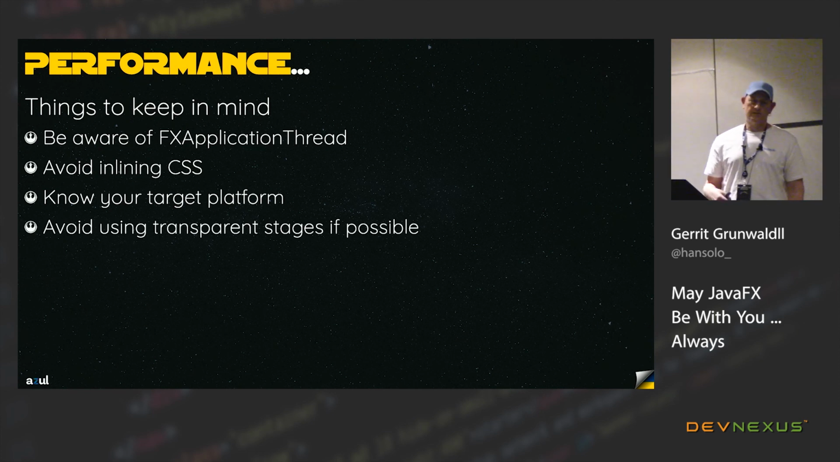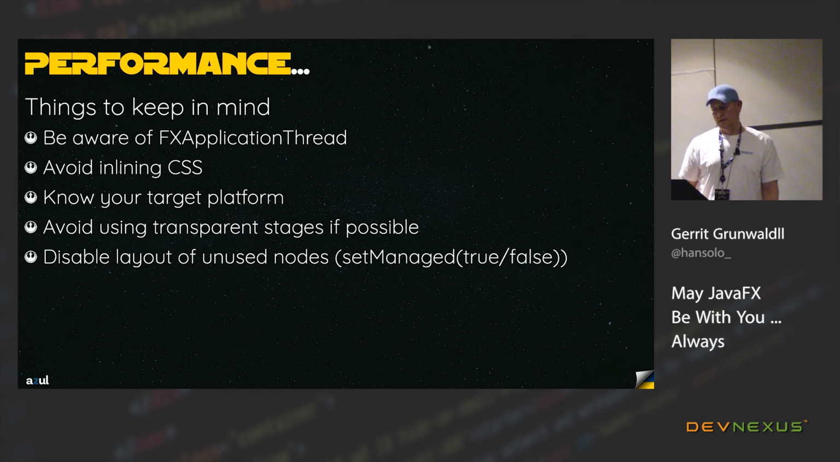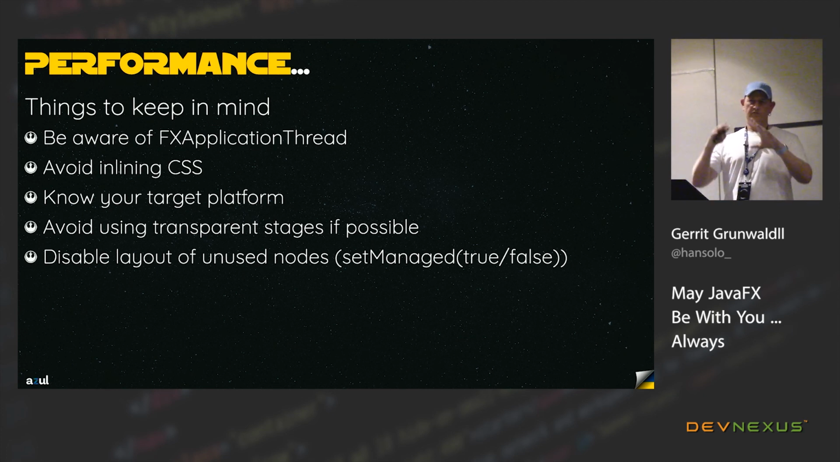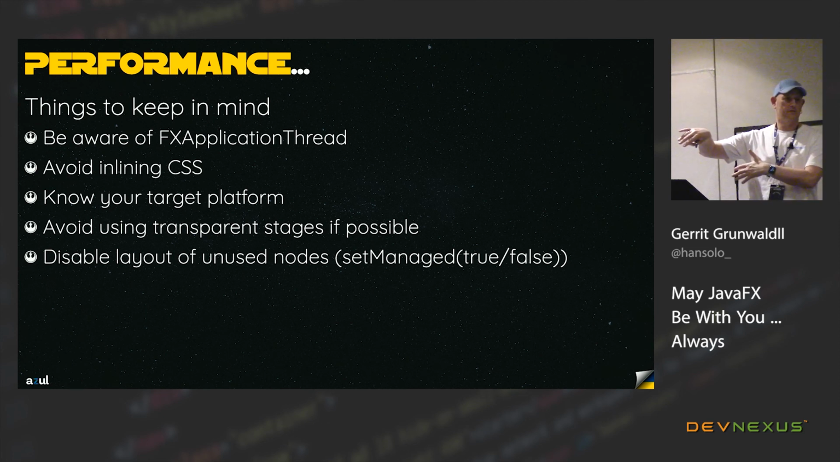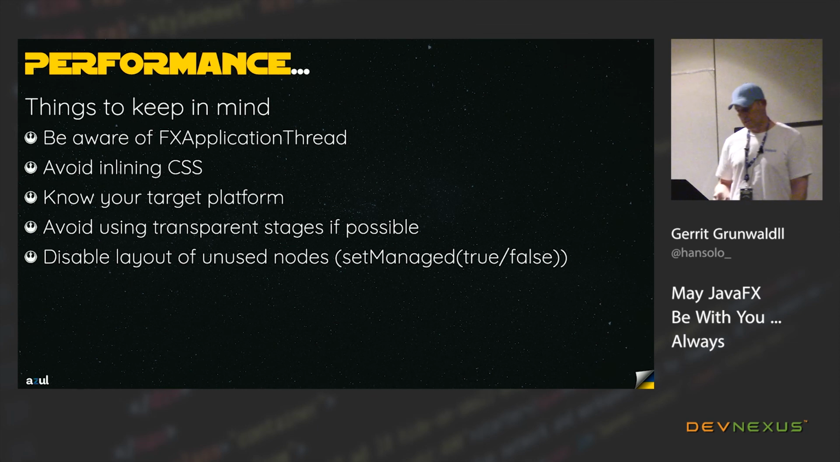Avoid using transparent stages if possible. I showed you in the beginning, this is really something that can have an impact. And you should use setManaged true/false in combination with setVisible true/false. So that means if you have parts of your scene graph that you don't show because you just show them sometimes, then before you hide them, just say setManaged false. That means for the scene graph, okay, I won't do anything with this part. When you make it visible again, then you set managed true. With this, you can make sure that the scene graph only renders the stuff that's visible, to keep the number of nodes as low as possible.